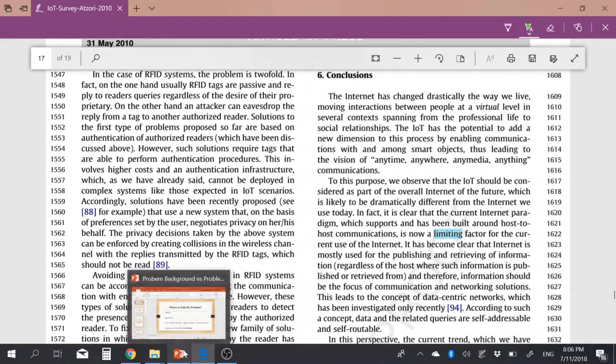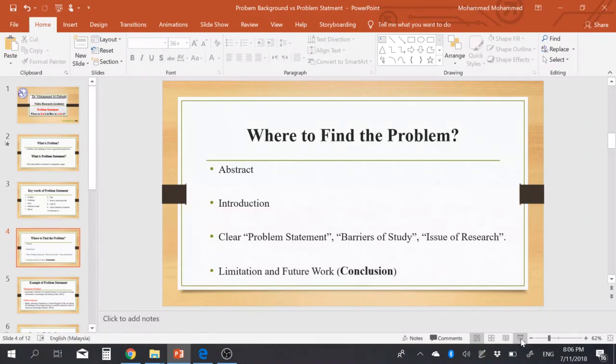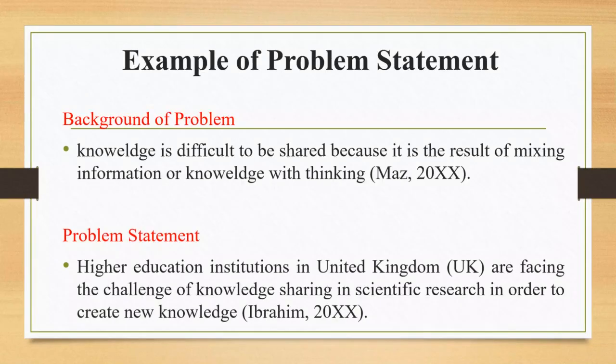Okay, here we go back. Here I provide some examples about problem statements. There are problem background and problem statement, especially in a thesis. They make two parts, the problem background and the problem statement, and you can also see this in papers. Let's say for example the first one, the problem background, we will read it.